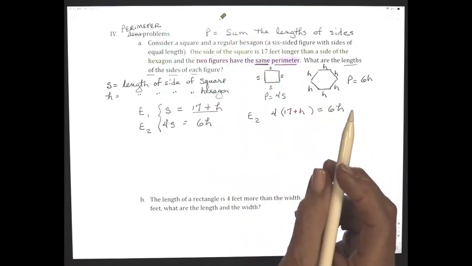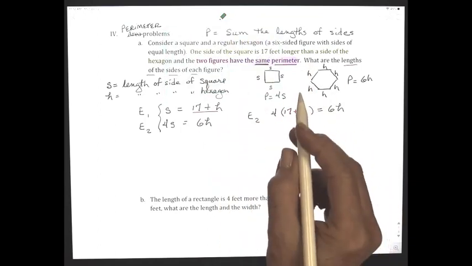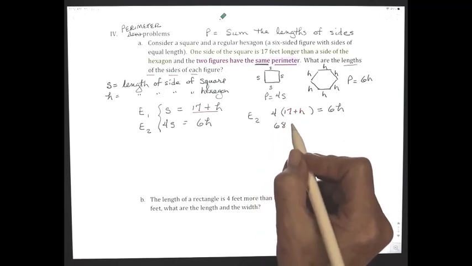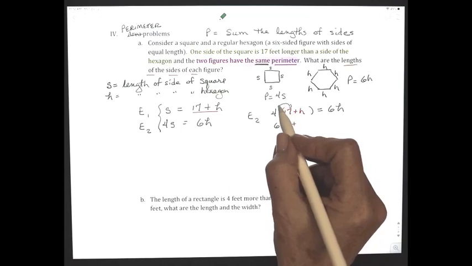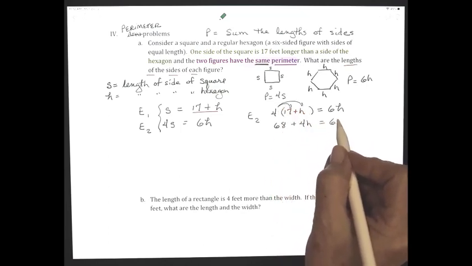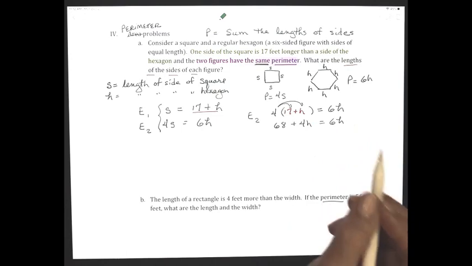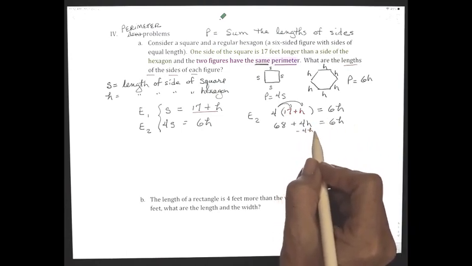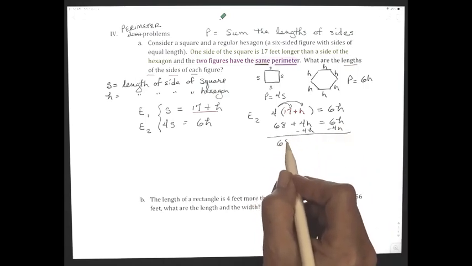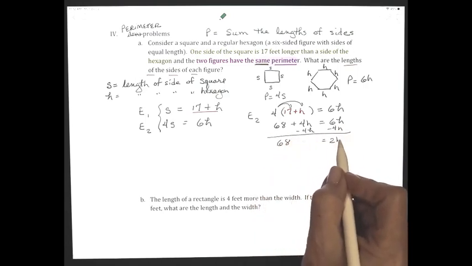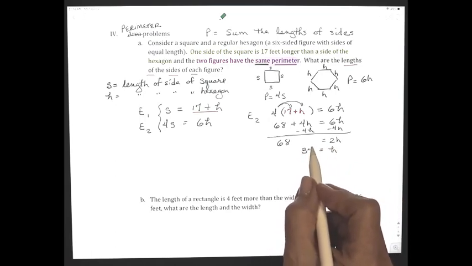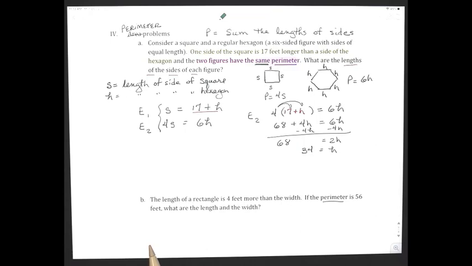All right, so now let me do a little bit of arithmetic. This is 68. I'm distributing here. Plus 4h equals 6h. I think what I'd like to do is subtract this 4h from both sides. So 68 is equal to 2h. And it looks like the length of the side of the hexagon is equal to 34.